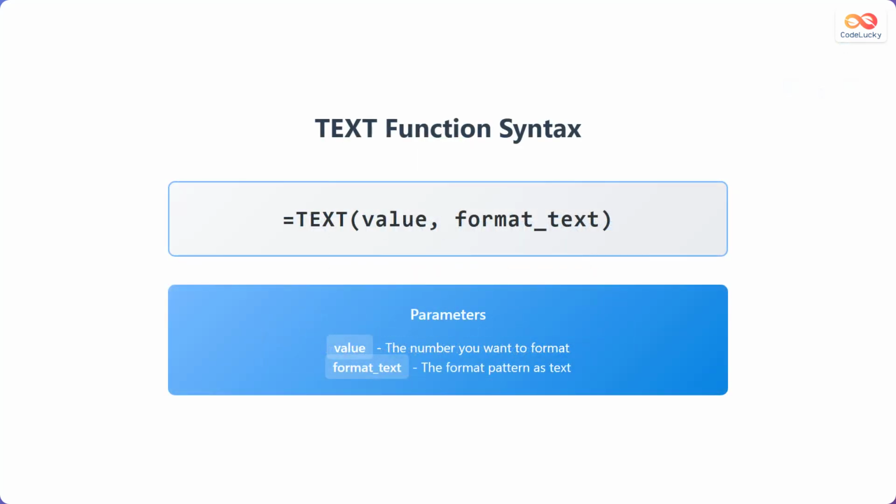Let's understand the syntax of the TEXT function. The TEXT function has the following structure: =TEXT(value, format_text). Here, value is the number you want to format, and format_text is the format pattern you want to apply, enclosed in quotes.